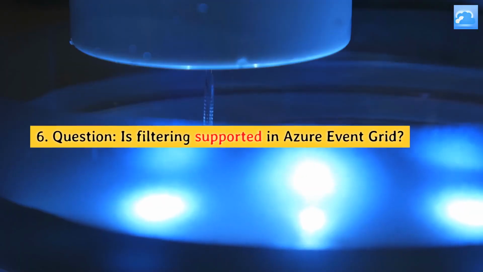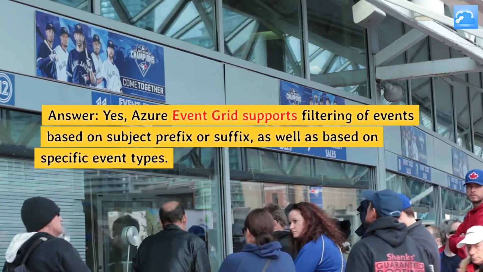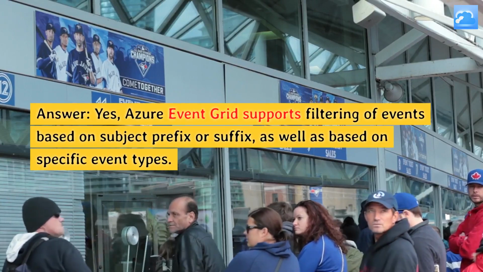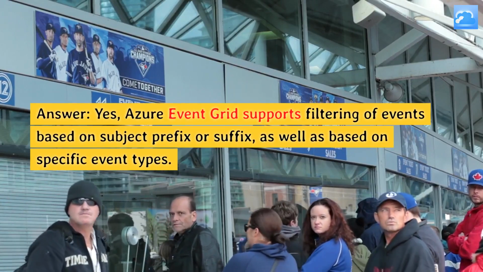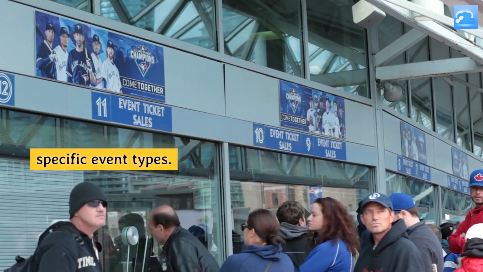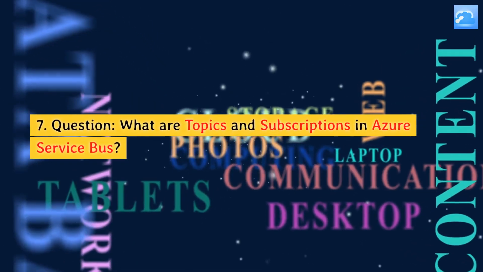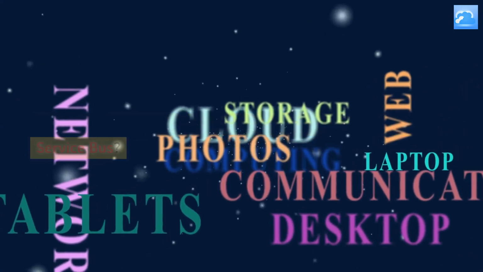6. Question: is filtering supported in Azure Event Grid? Answer: yes. Azure Event Grid supports filtering of events based on subject prefix or suffix, as well as based on specific event types.